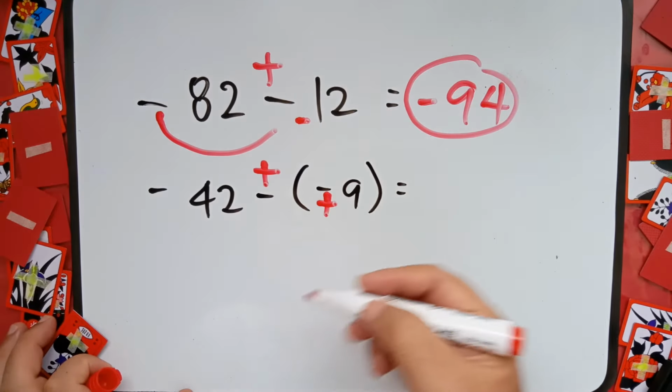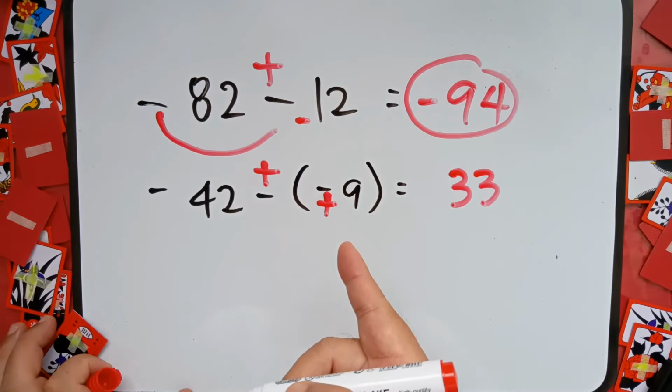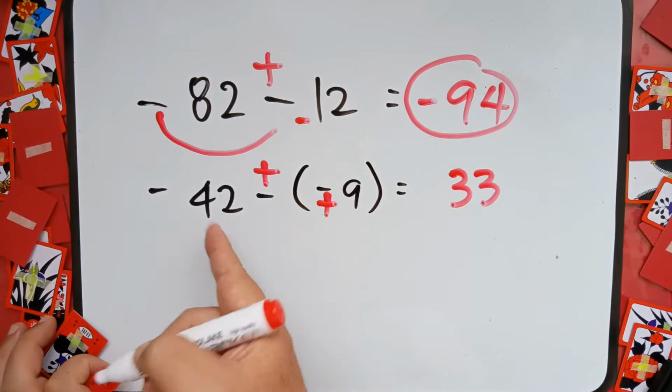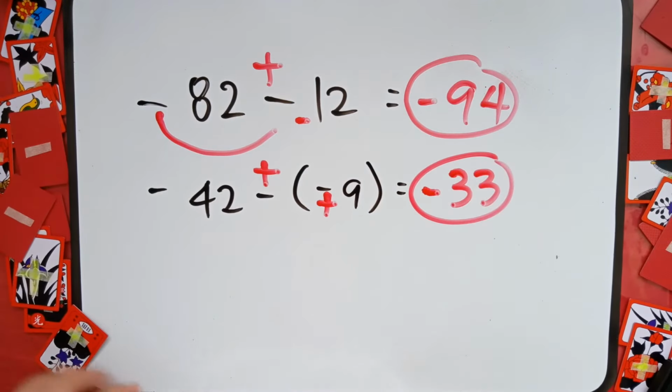So 42 minus 9, 33. Then copy the sign of the greater number. Which is greater, 42 or 9? 42. And what is the sign of 42? Negative. So your answer is negative 33. Okay, let's try another one.